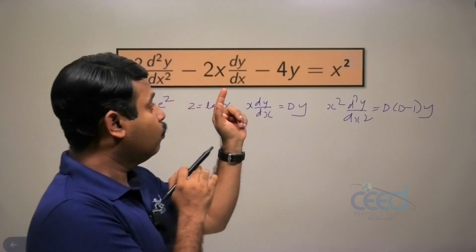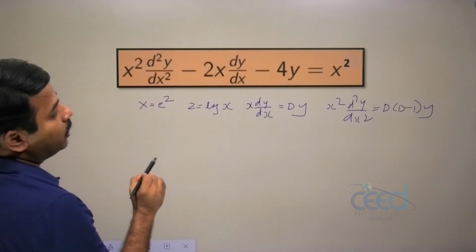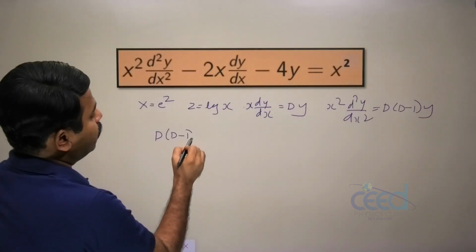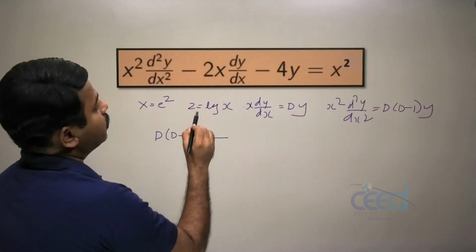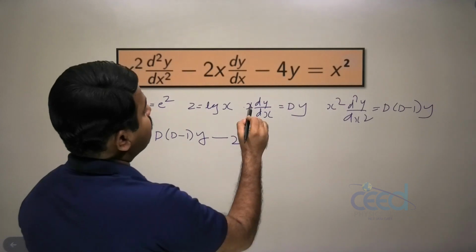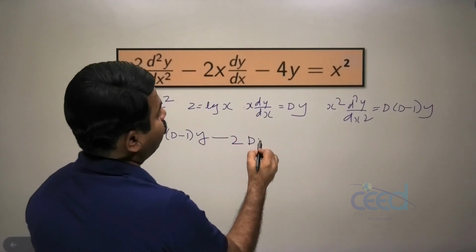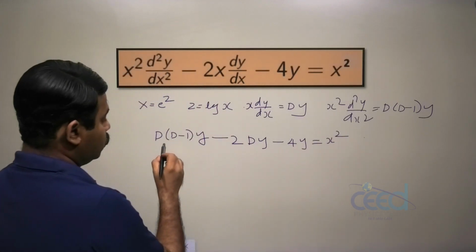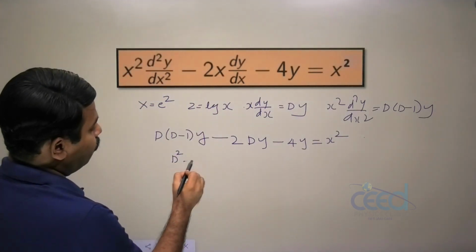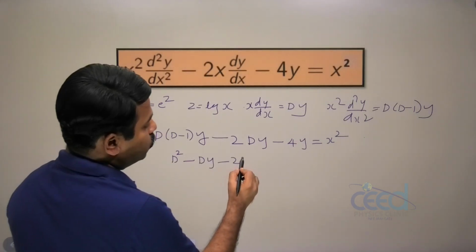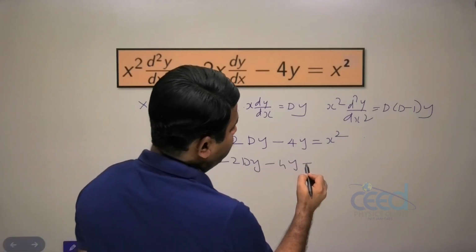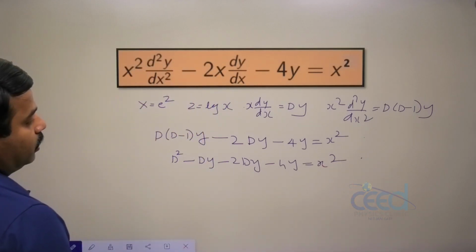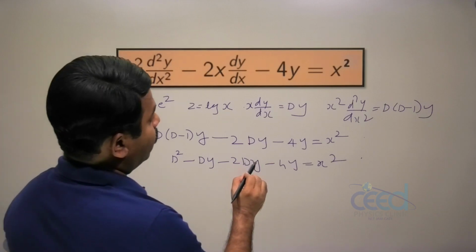Understood? Now look here. Here x square d square y by dx square is D into D minus 1 into y, minus 2 into x dy by dx, that is Dy, minus 4y equal to x square. So I can write this as D square y minus Dy minus 2Dy minus 4y equal to x square. Am I right? Alright.